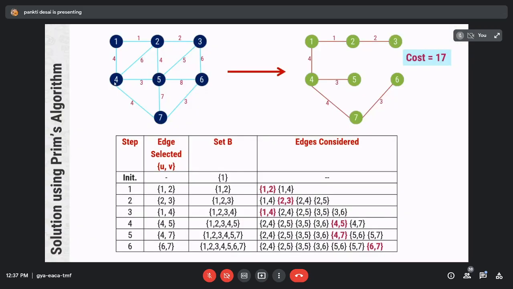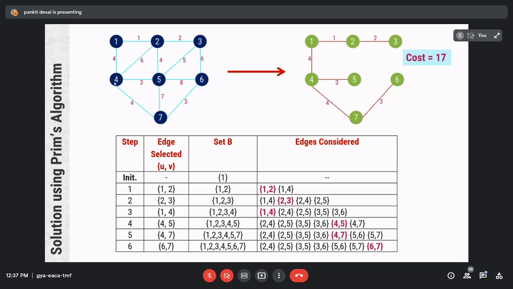Now tell me what is the difference between Prim's algorithm and Kruskal's algorithm? In Kruskal's we select edges, and in Prim's we select nodes. But why do we select edges and why do we select nodes? What is the main concept of Kruskal's algorithm and Prim's algorithm? To generate a minimum spanning tree.